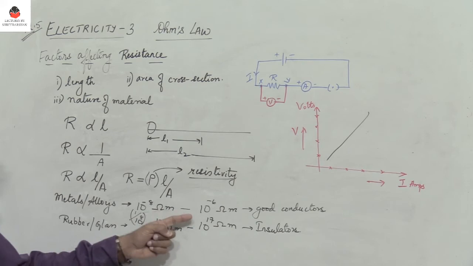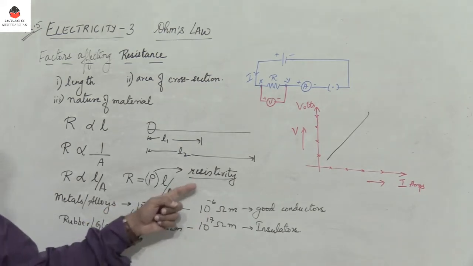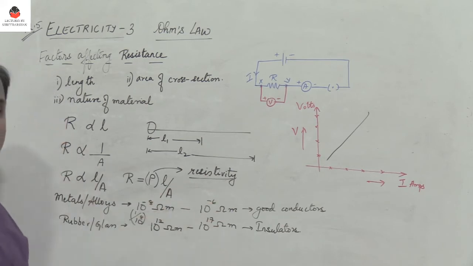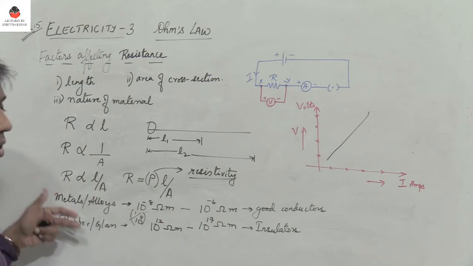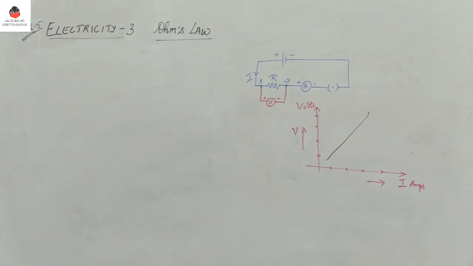10 power 12 to 10 power 17, whereas 1 by 10 power 8 to 1 by 10 power 6. So you find that there's a huge difference in the resistivity. Therefore these are good conductors and these are termed as insulators. So now let us go through the examples and the questions given in your textbook.